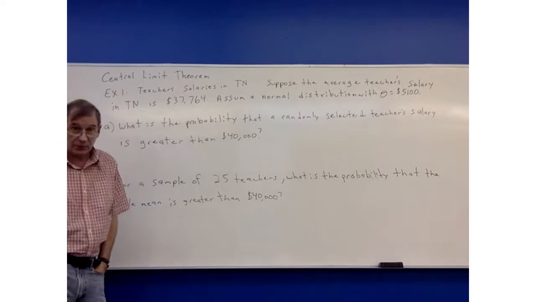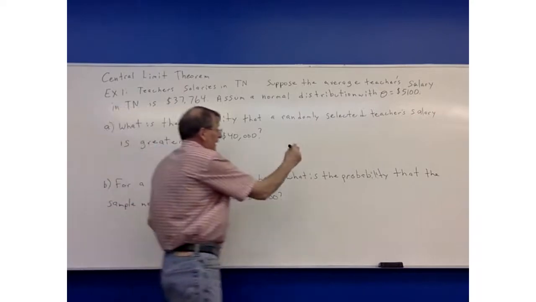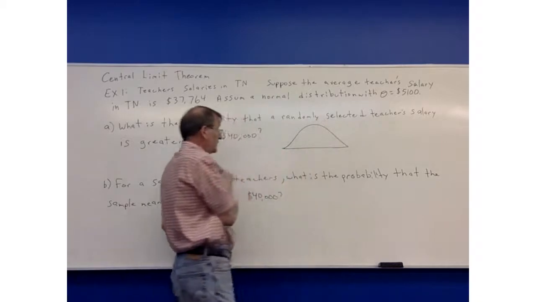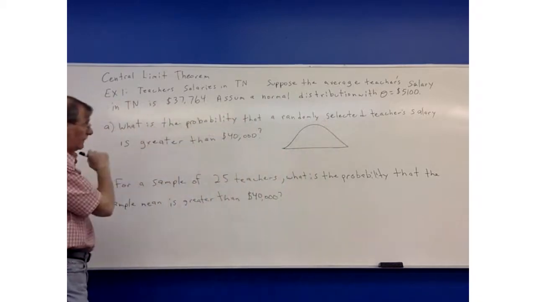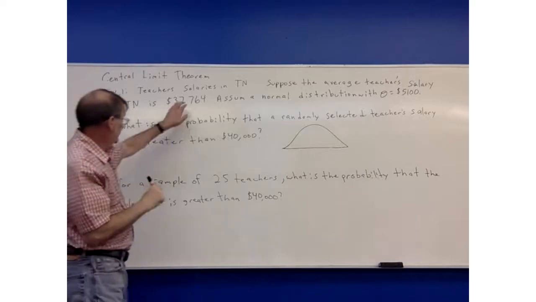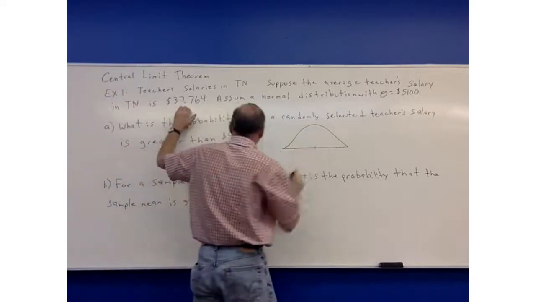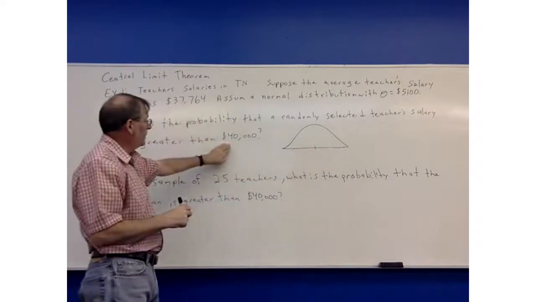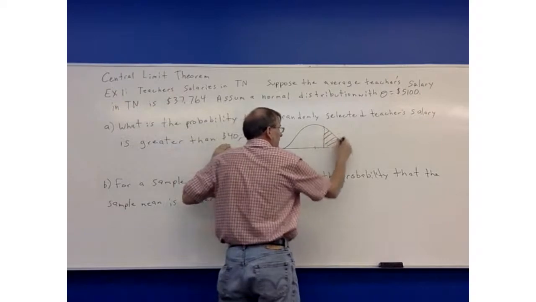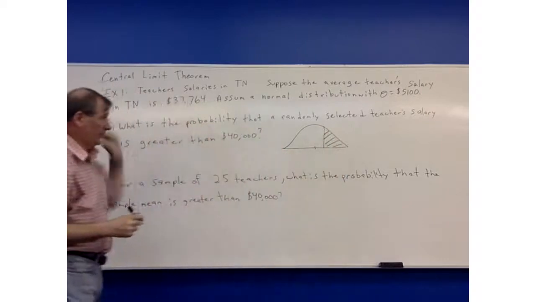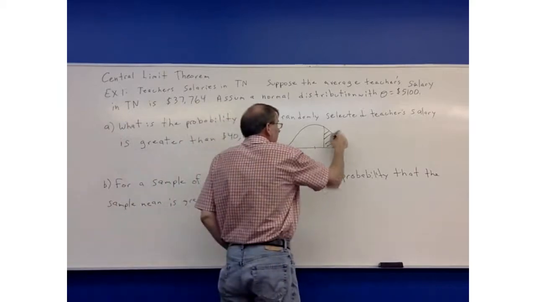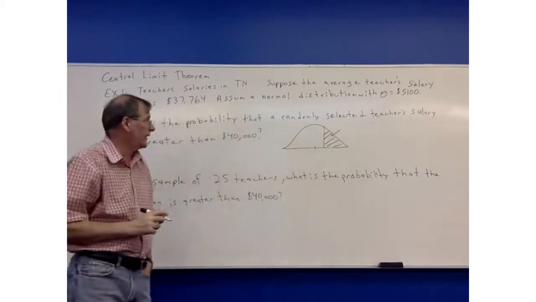Again, when I was working with the normal distribution problems, I would always draw a picture. So there's my normal distribution. It says it's normal. And our mean was this, 37 whatever. We want to know what's the probability of something being greater than 40,000. So that's to the right of 37,764. So we want to know what the likelihood of that happening is. That's what we want to know.